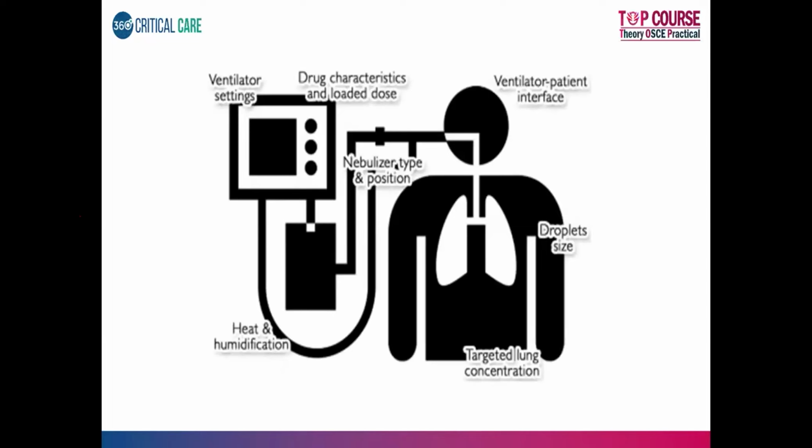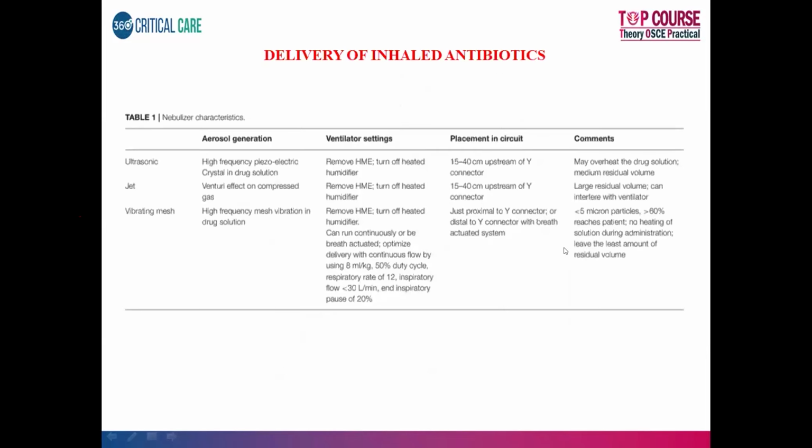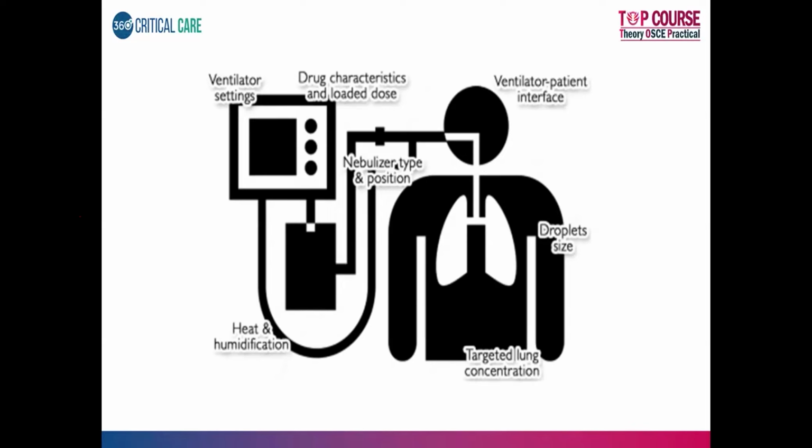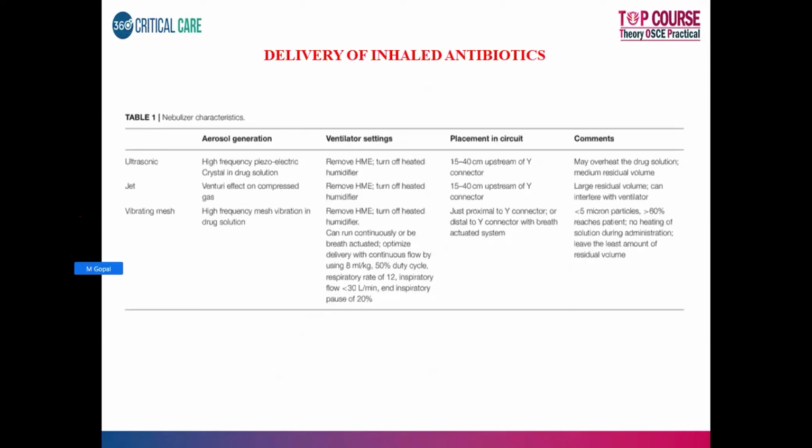Okay. So in short, this is the best diagram to see what will influence your drug delivery in aerosol antibiotics. One is ventilator settings, which are important for us. Drug characteristics and the loaded dose, ventilator patient interface, what is the type of nebulizer that you are using and where is its position, what is the droplet size, what is the targeted lung concentration, and your heat and humidification. So all these matter. Now, as I told about the nebulizer here, what type of nebulizer has to be used and where it has to be placed is very, very important.